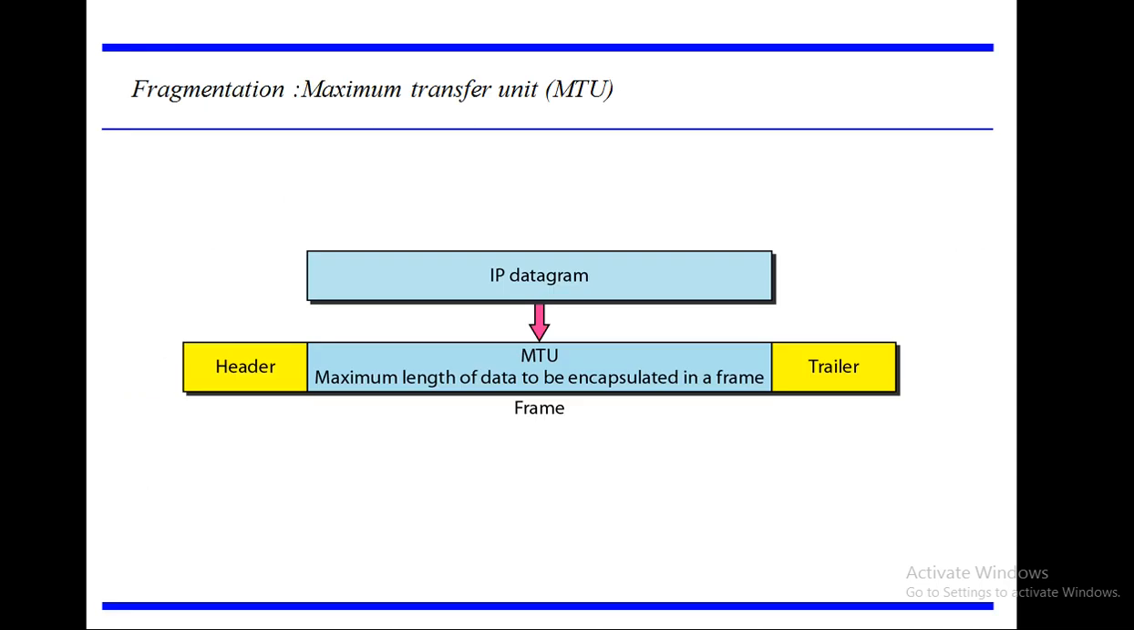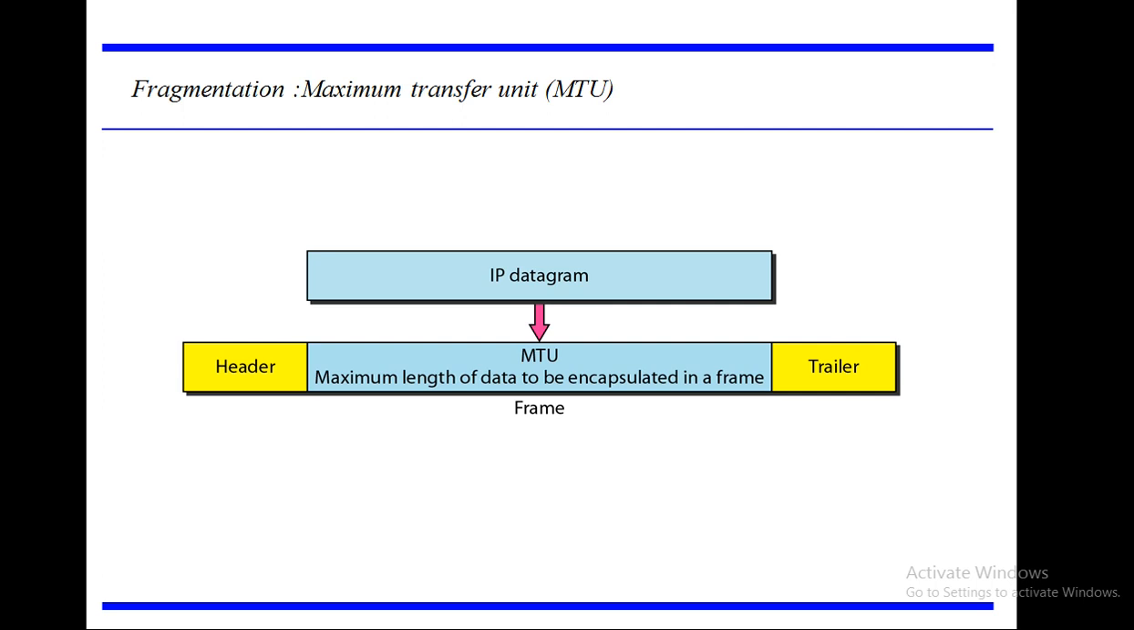Next comes the fragmentation. Fragmentation is normally done whenever the datagram size is very large, which cannot be carried by the underlying network. So at that particular time we have to do fragmentation. Fragmentation means the total datagram will be fragmented into smaller portions, obviously. So before we do that, we have to understand what the maximum transfer unit is, that is called MTU.